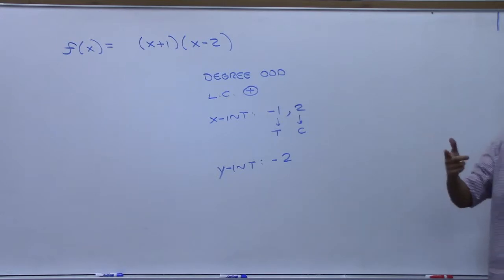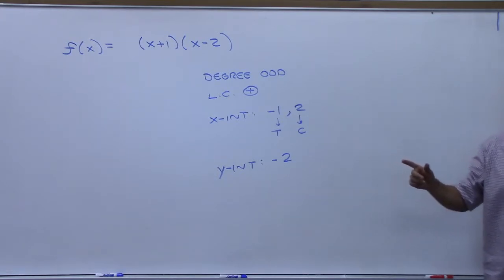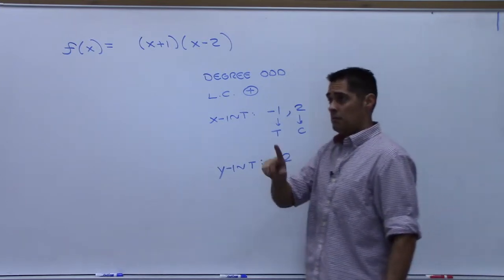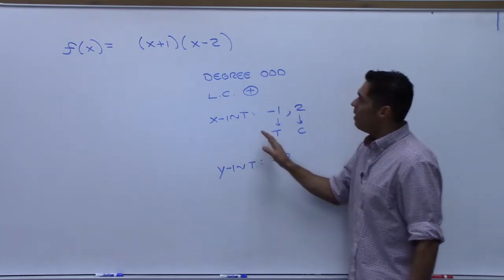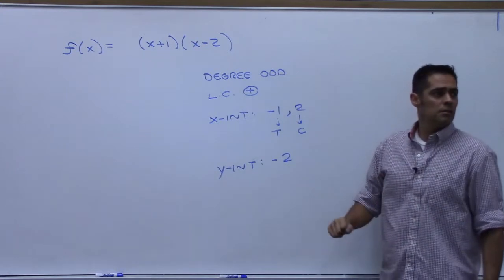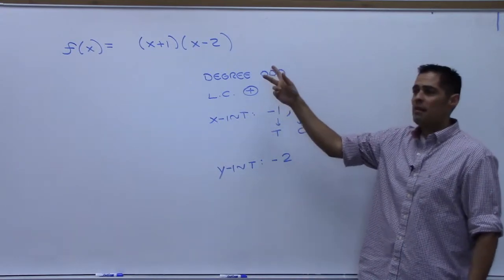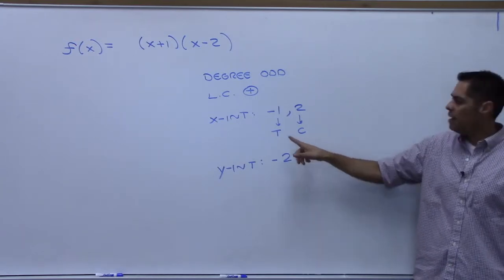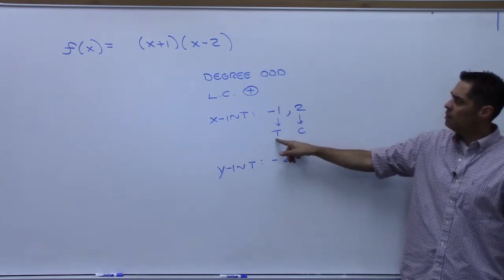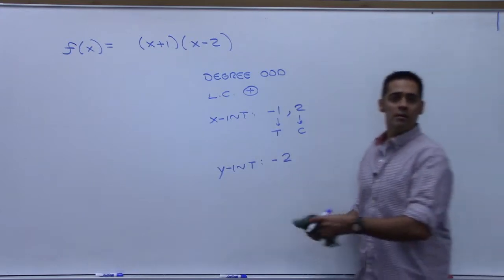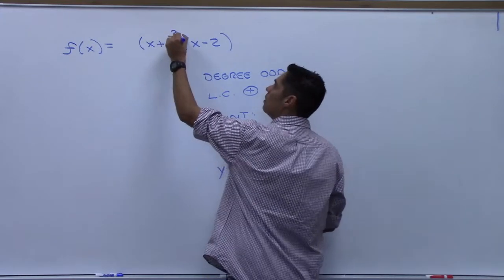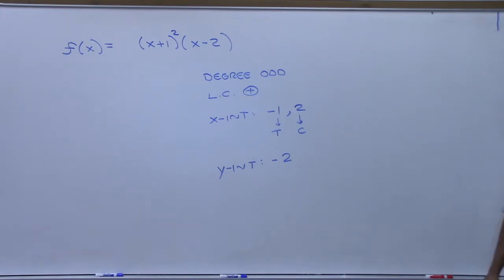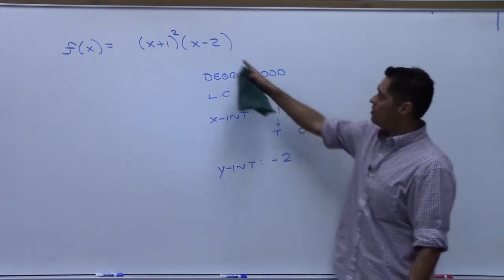When you plug in 0, f of x should also give you a -2. I'm going to do that last. I'm just going to adjust one thing. Right now, is my degree odd? No, it's not an odd degree, but one of these has to touch and the other one has to cross. So how can I make it touch at -1? Square the factor. If I square that factor, it's now going to touch at -1 and it's going to cross at 2.